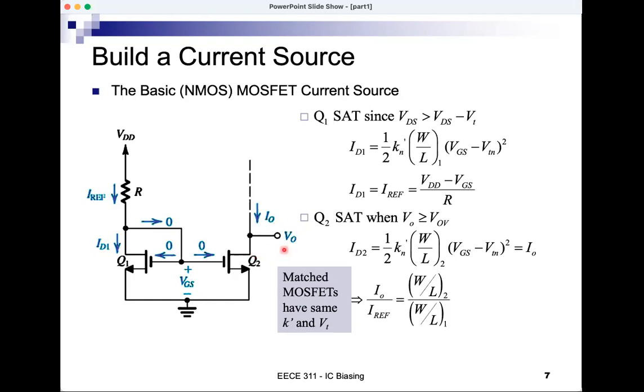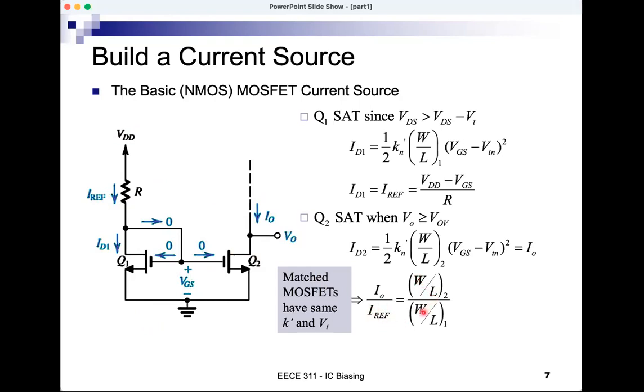Now, this is a very interesting formula. Why is that? IREF is determined by this part of the circuit. Whether Q2 is connected, whether Q2 is disconnected, irrespective of Q2. So IREF is determined by this part of the circuit. So once it's determined, then whatever happens here, IREF will not change. So IREF is therefore a fixed current.